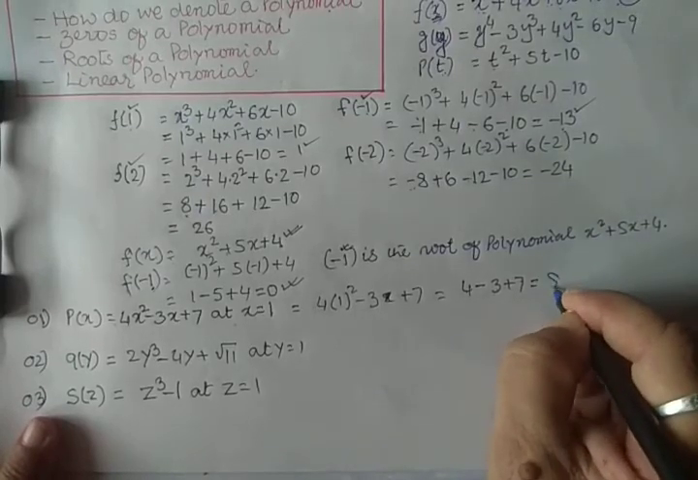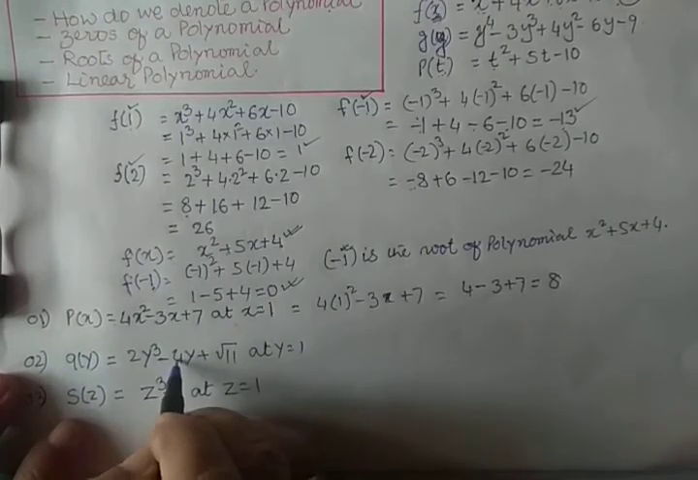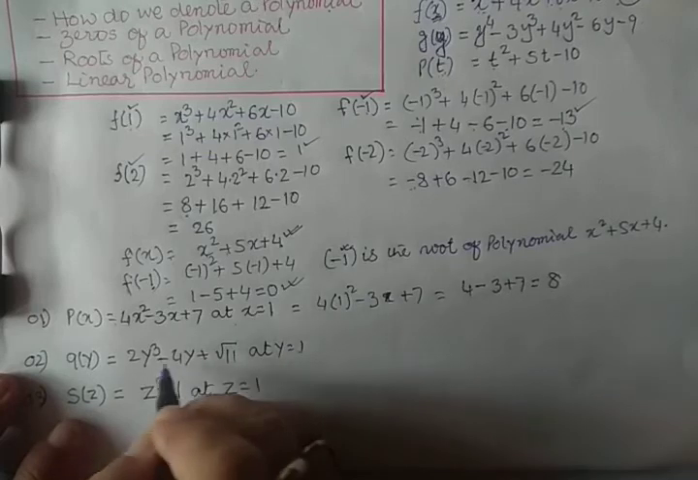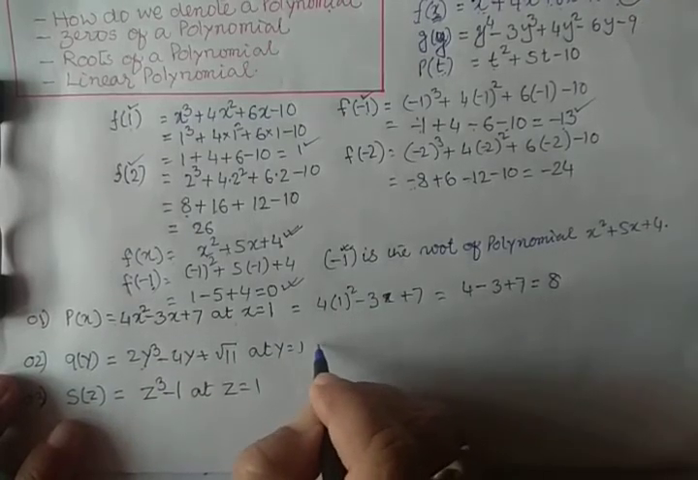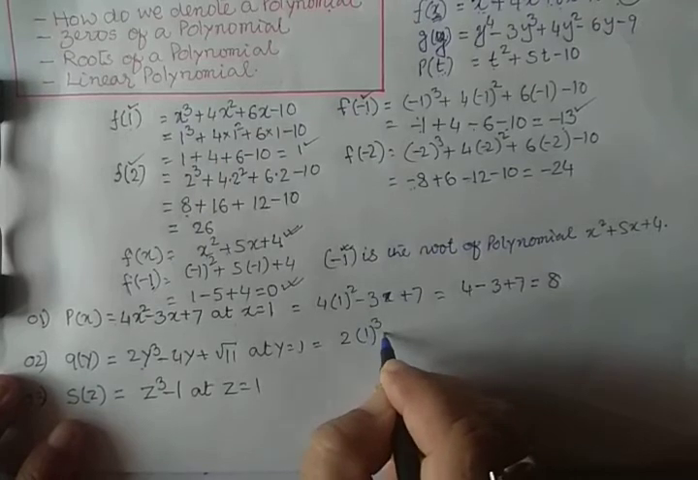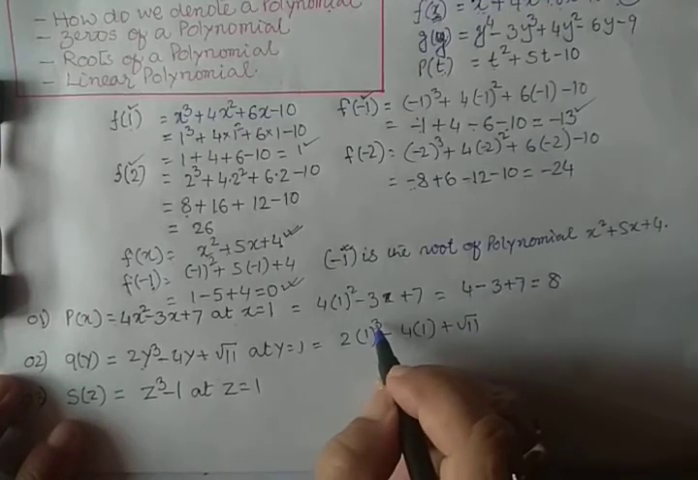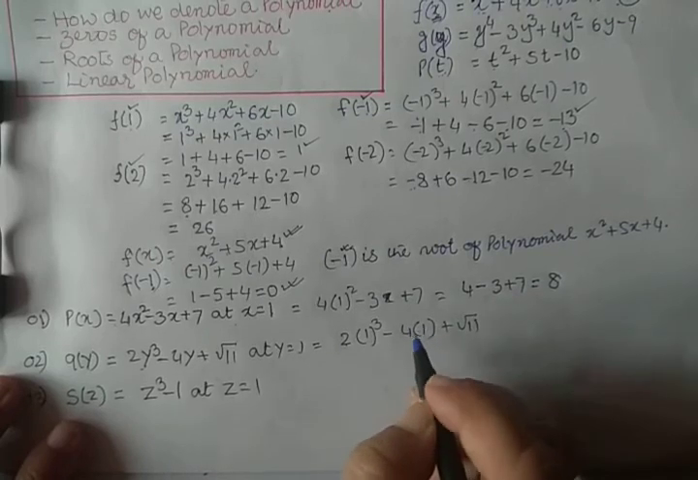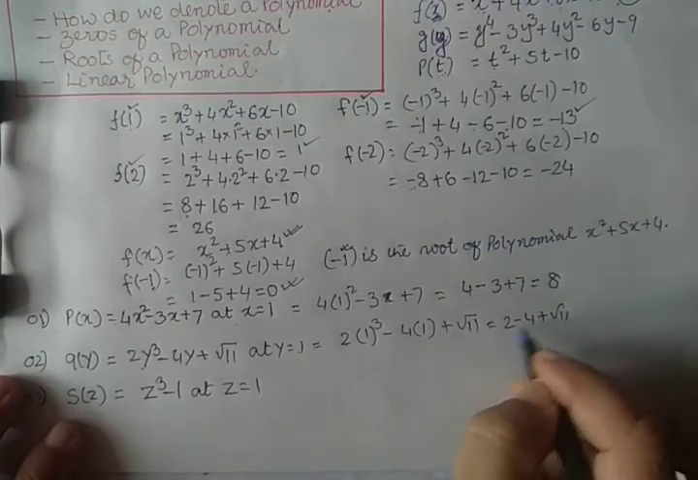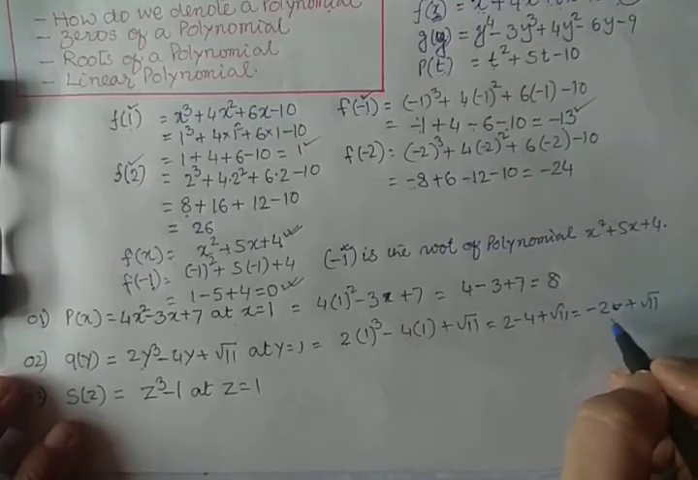8. Plus 8. Now let us see this q(y). 2y cube minus 4y plus root 11 at y is equal to 1. That means you have to replace y by 1. So here what happens? 2 into 1 cube minus 4 into 1 plus root 11. 1 cube means 1. 2, 4 into 1, 4. So 2 minus 4 plus root 11. So what you get? Minus 2 plus root 11 is the output.